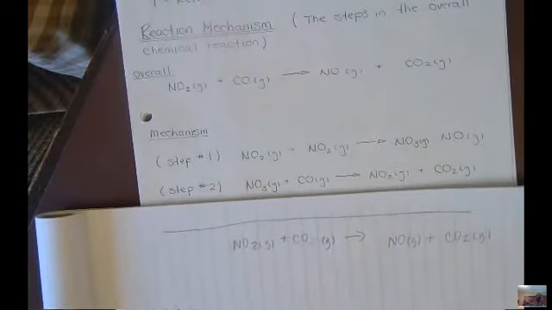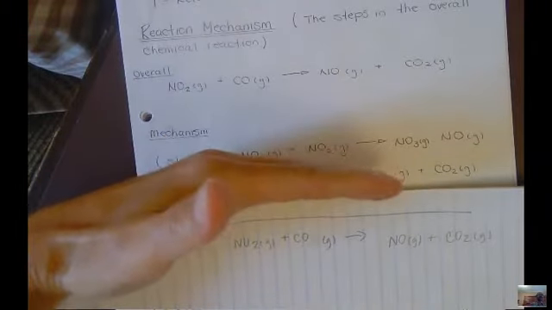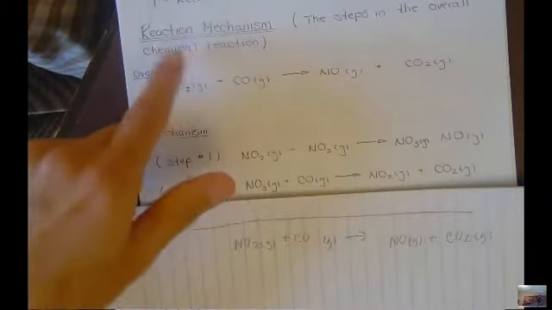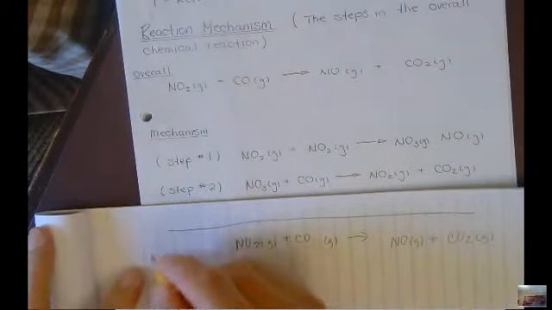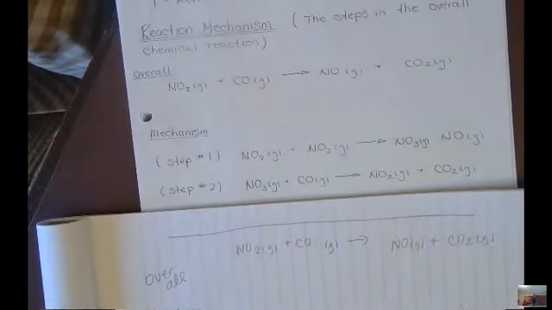So you can always rewrite. If you have the steps in the mechanism, you can put them together to get back the overall equation. That has to happen. You have to be able to rewrite the overall equation from the series of steps. Well, that kind of makes sense, right?